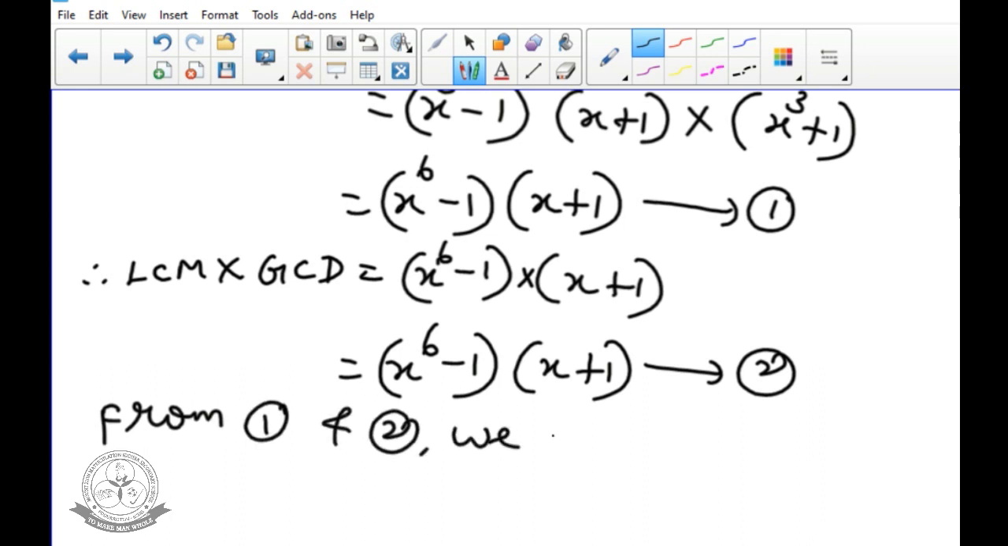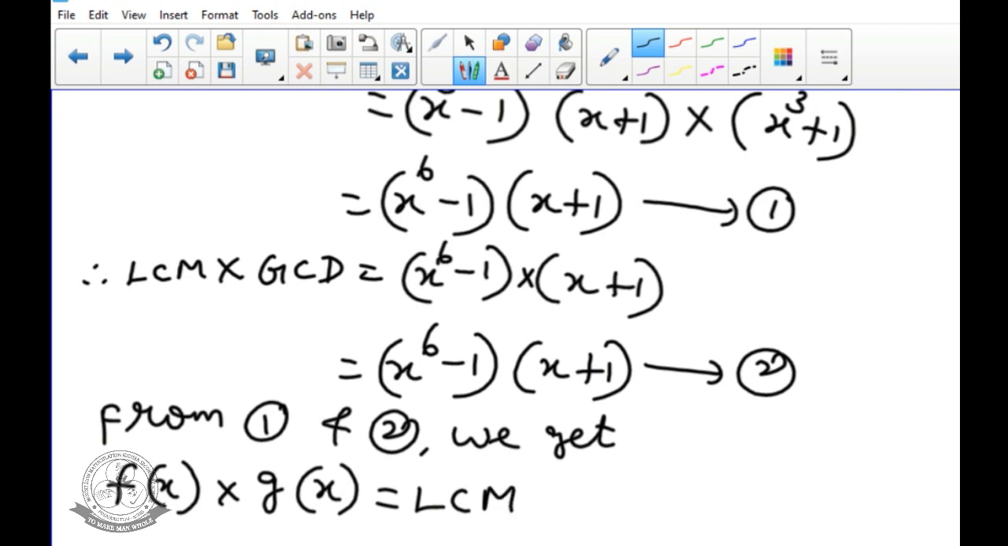From 1 and 2, we get f of x into g of x equal to LCM into GCD. We get the equal answer: the product of f of x into g of x equals LCM into GCD. Hence verified.